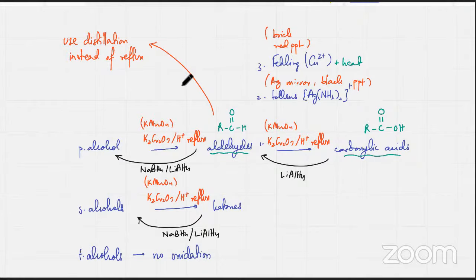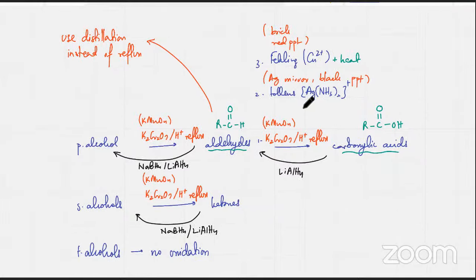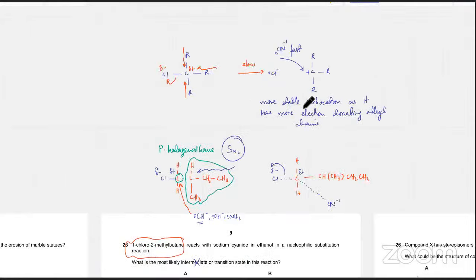Now, this entire thing, this chart, is one of the most important things. You need to know what happens when alcohols are oxidized, what happens when aldehydes get reduced, what the observations are, etc. So you need to know everything about oxidation. So this is oxidation of alcohols. You also need to know about the oxidation of alkenes, which we just studied. So I'm going to go back to the question.